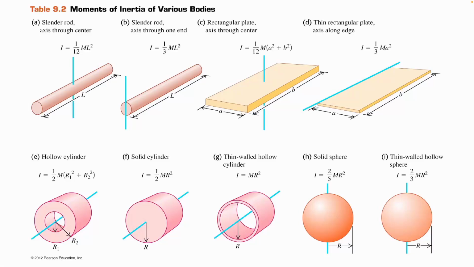Which one's harder to push, a train or a car? A train. Why? Because it has more mass. Which one's harder to rotate, a solid sphere or a thin-walled hollow sphere? A thin-walled hollow sphere. Why? It has bigger rotational mass. All that mass is out there.